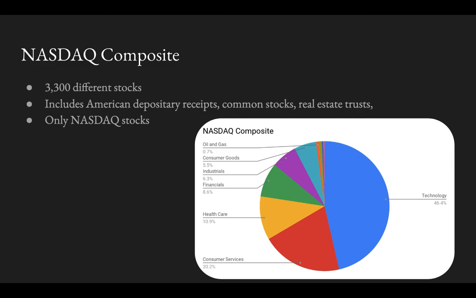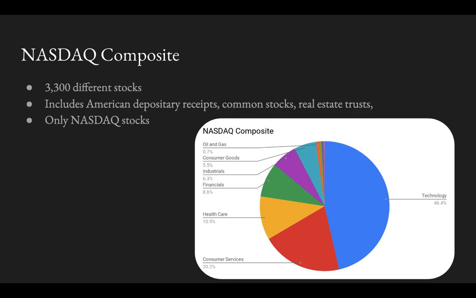The last two indexes, Dow Jones and S&P 500, were all stocks, common stocks. But the Nasdaq Composite will have even more than that. It'll have depository receipts, real estate trusts. It'll just have a larger variety.